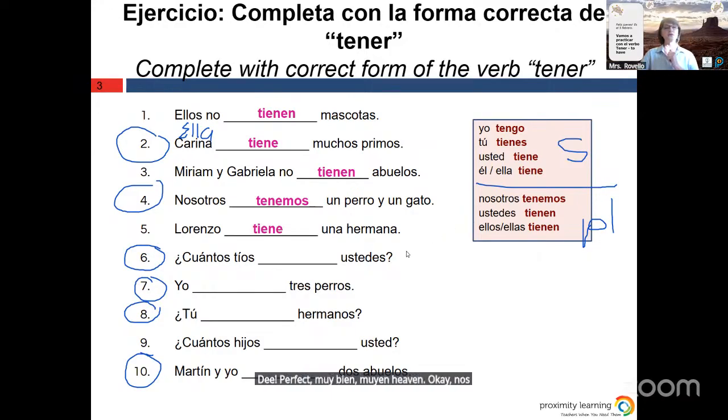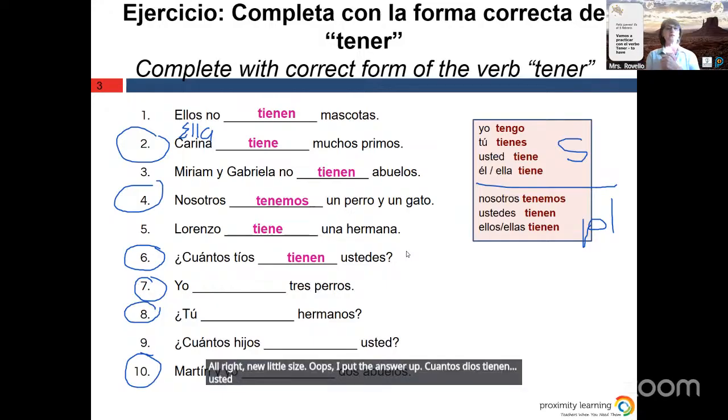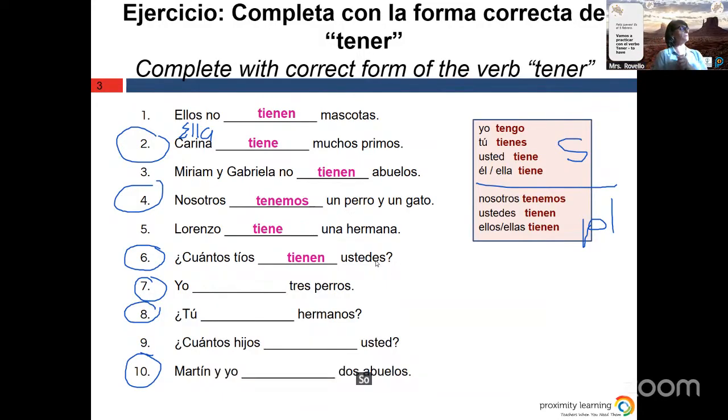Nosotros tenemos. All right. Número seis. Oops, I will put the answer up. ¿Cuántos tíos tienen ustedes? ¿Cuántos tíos tienen? Because ustedes is plural. So who can tell me what this means? This is kind of a hard one. Yeah, very good, Kimura. Arshus, can you tell us what this one means? ¿Qué quiere decir? ¿Cuántos tíos tienen ustedes?